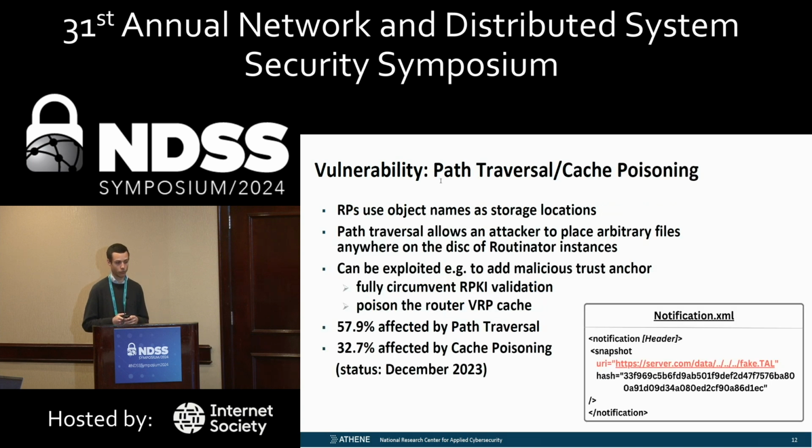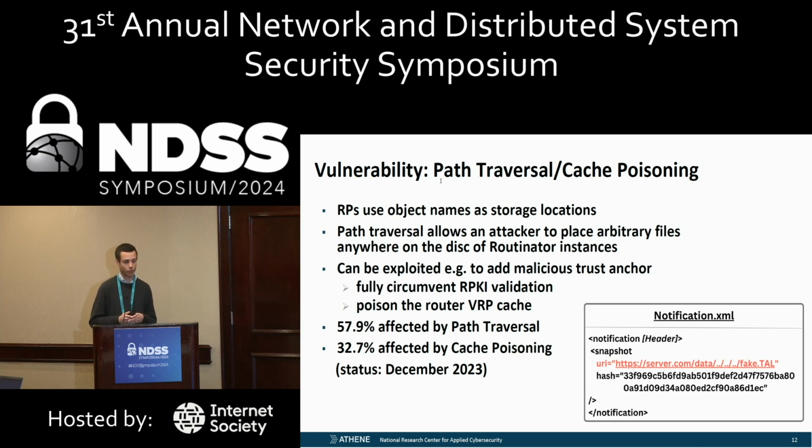I will now go through the most severe vulnerabilities, and I will start with the most severe one we found, which was a path traversal attack. To understand this, you have to know that the RPs generally use the object names as storage locations on disk. And you can maybe already see where this is heading, because if you just put a path traversal in the object name and it's not properly escaped, which it wasn't in one RP, then you can achieve a path traversal and thereby place arbitrary files anywhere on disk on the server running the relying party. And I guess I don't have to explain why this is a problem.